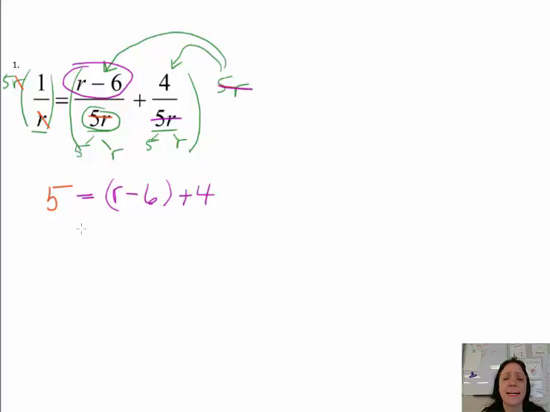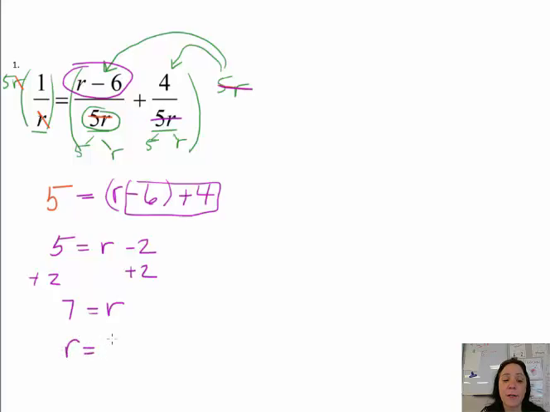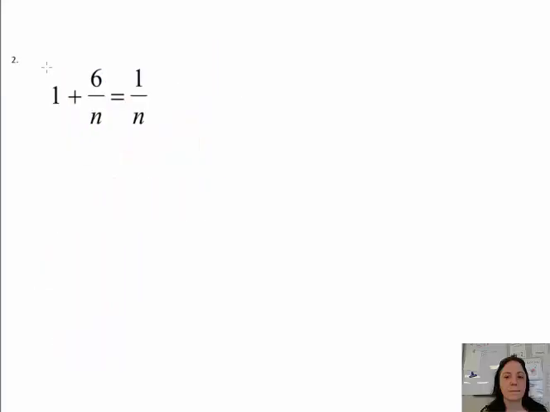I'm going to collect up my like terms here and simplify. So I have 5 equals r. I have minus 6 plus 4 is minus 2. Add 2 to both sides, and I have 7 equals r. So by my reflexive property, r is equal to 7, and I have solved this problem. Let's go on to the next problem from your quiz on your worksheet.